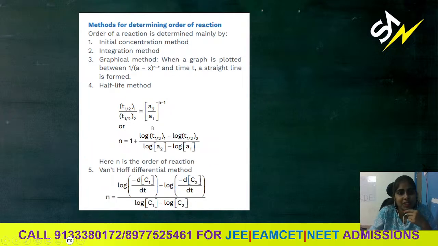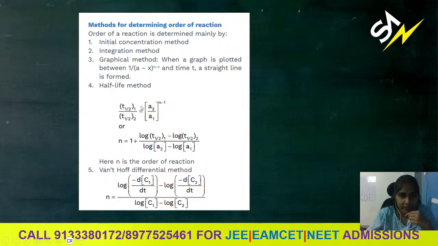Now let us see a few methods which determine the order of reaction. The order of the reaction is determined mainly by the initial concentration method. This is one of the methods to determine order of reaction. Next is the integration method. Next is the graphical method: when a graph is plotted between 1 by (a minus x) to the power n minus 1 and time t, a straight line is formed. So this is also one of the methods to give the order of the reaction. Half-life method: we have seen previously that for every order of reaction we derive the half-life also. In that way we can also derive the order of reaction.